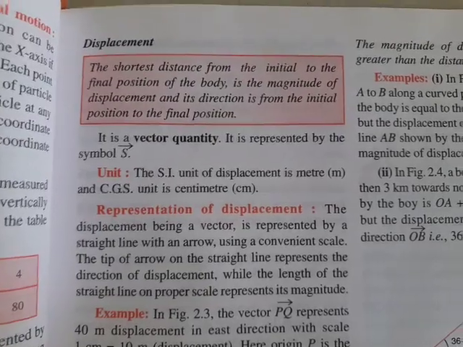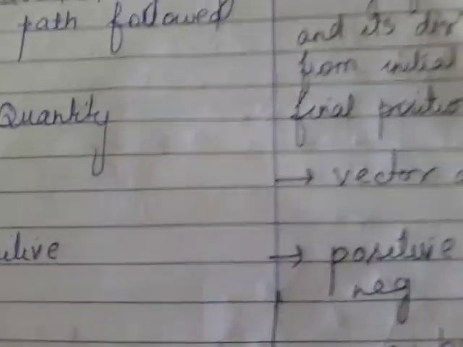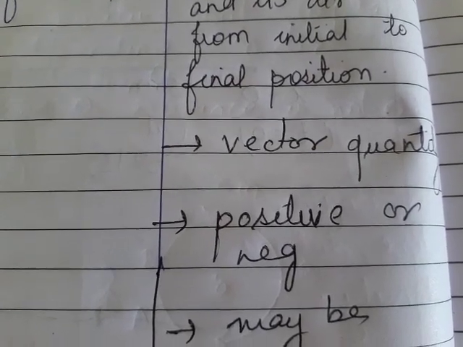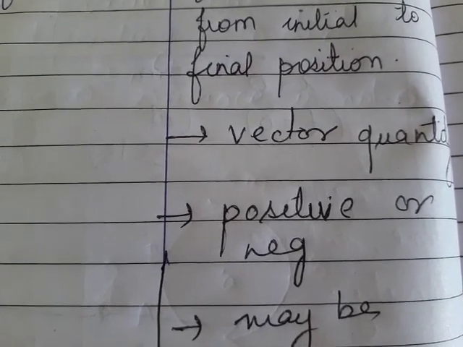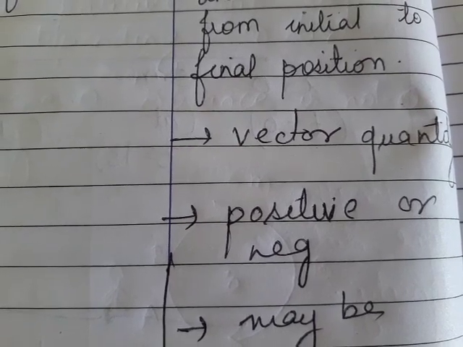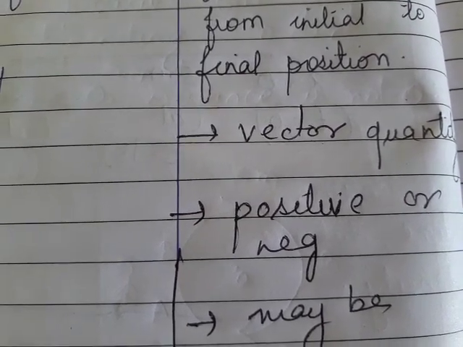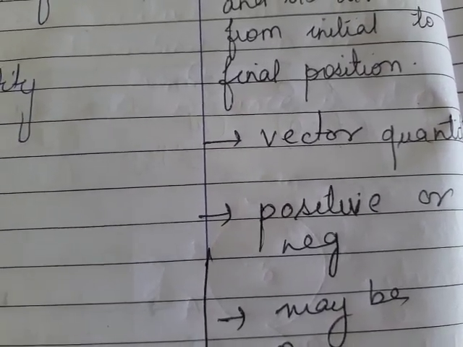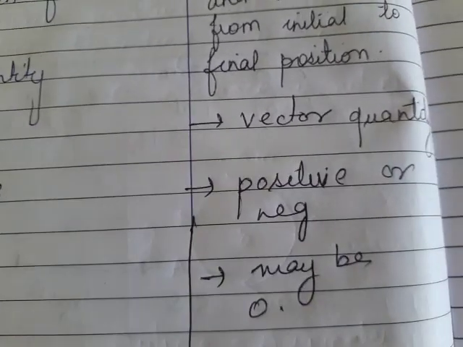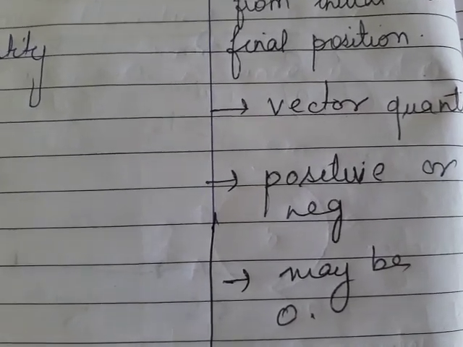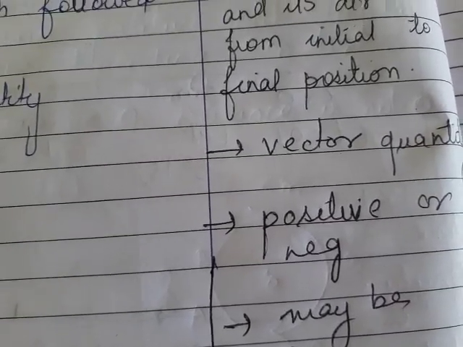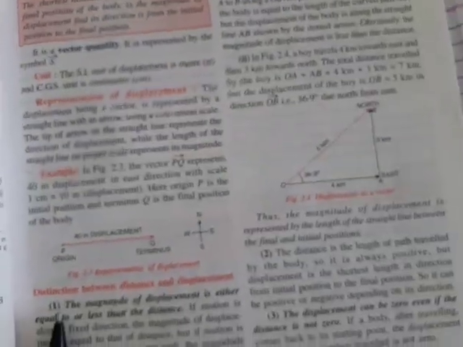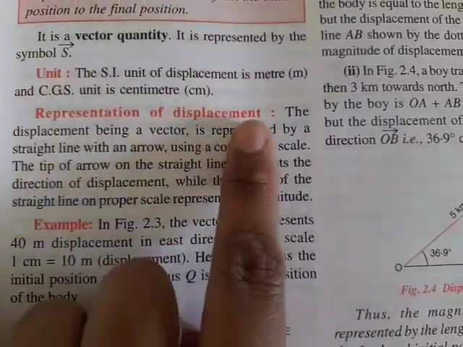Now displacement, a very important thing, is a vector quantity, and it can be positive or negative. How positive or negative, I will let you know; it depends on the direction. It can be 0 too, and I will explain how it can be 0. The SI unit of displacement is meter and the CGS unit is centimeter.